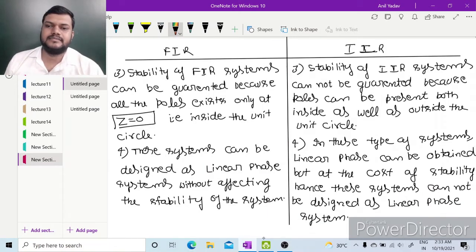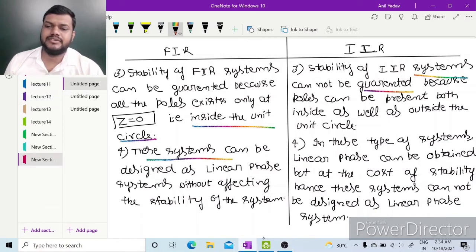Next is that stability of an FIR system can be guaranteed because all the poles exist only at z equal to 0, that is inside the unit circle. While in an infinite impulse response system, stability cannot be guaranteed because poles can be present both inside as well as outside the unit circle.